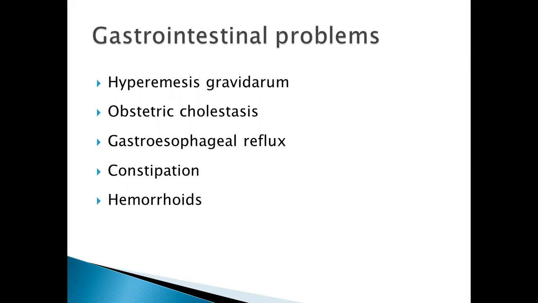Second is the gastrointestinal problems. There are multiple gastrointestinal problems that occur during pregnancy, and most of these are due to the effect of progesterone on the smooth muscles of the GIT tract. These include hyperemesis gravidarum, obstetric cholestasis, gastroesophageal reflux, constipation, and hemorrhoids. We will discuss in detail hyperemesis gravidarum and obstetric cholestasis because these two are the problems that can need treatment.